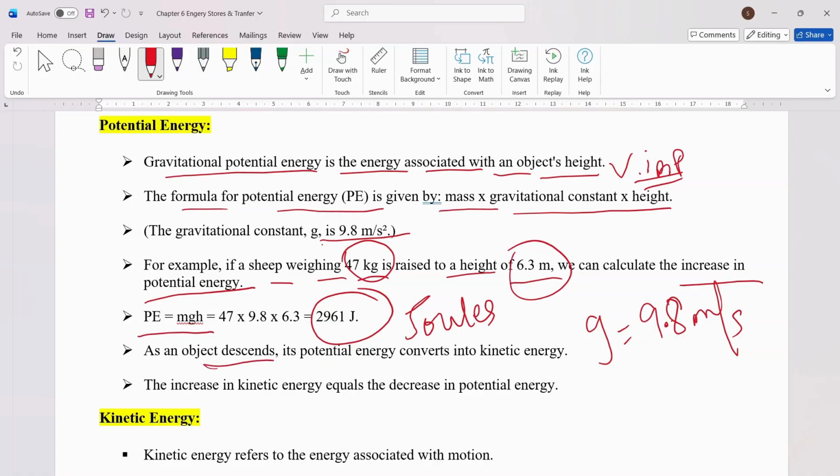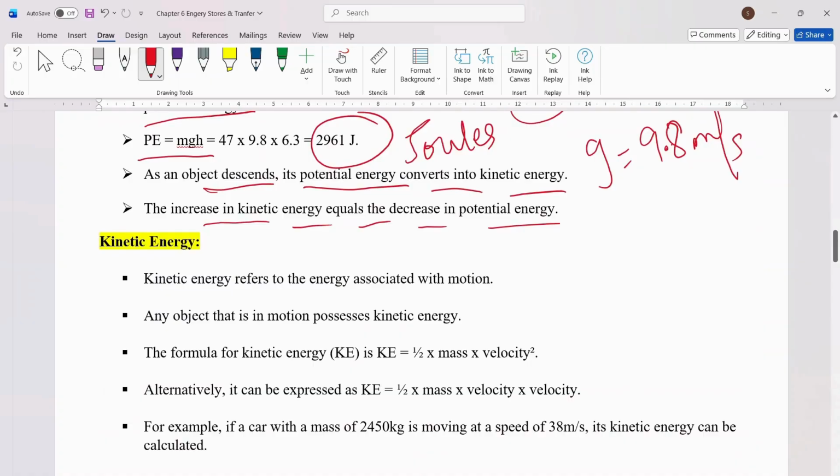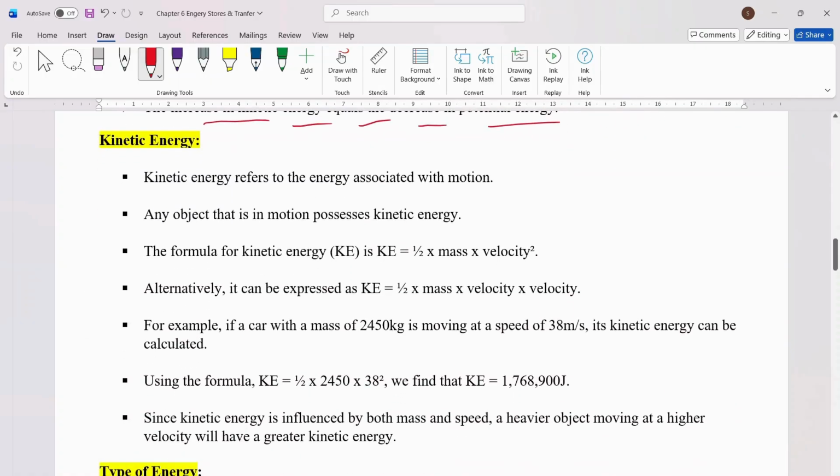As an object descends, its potential energy converts into kinetic energy. The increase in kinetic energy equals the decrease in potential energy. What is kinetic energy? Kinetic energy refers to the energy associated with motion. So if the energy is associated with height, it is potential energy, and if it is associated with motion, it is kinetic energy.